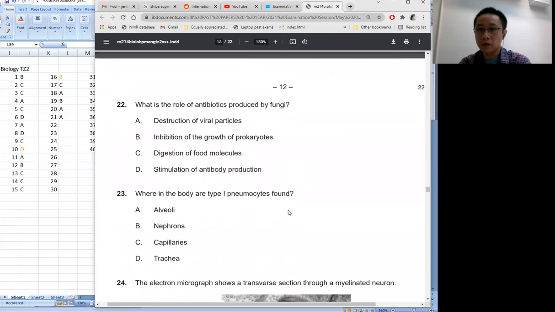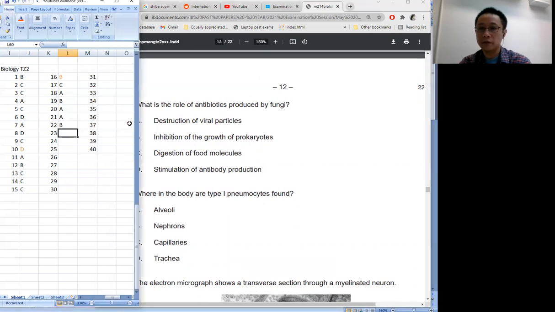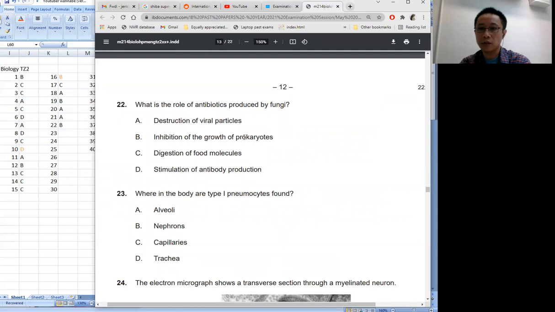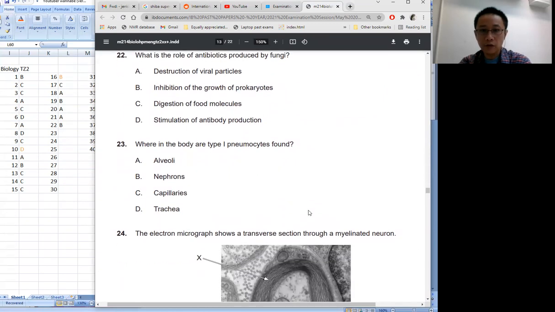22, what's the role of antibiotics produced by fungi? I think B should be the answer. Antibiotics target bacterial metabolic pathways, bacteria, prokaryotes. 23, where in the body are type 1 pneumocytes? You just need to recognize that type 1 pneumocytes are the typical epithelial cells which facilitate lung gas exchange. So that's A.